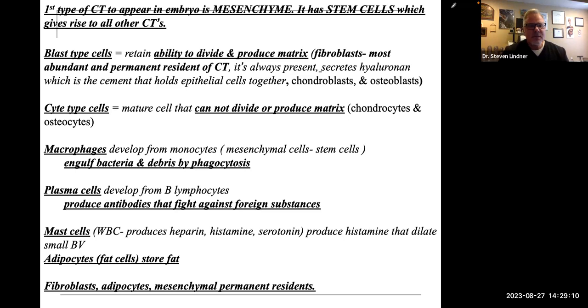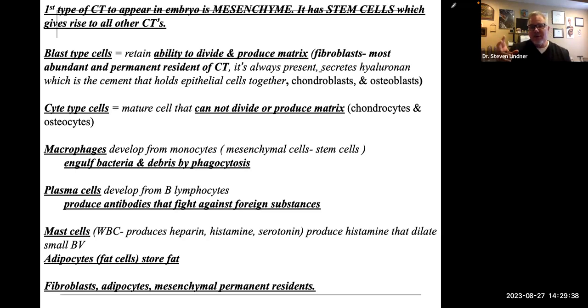We have cyte type of cells. These are like chondrocytes or osteocytes, and these are more mature cells. Unlike the blast cells, which are immature and can produce matrix, the cyte cells are mature, they cannot divide and they cannot produce matrix.